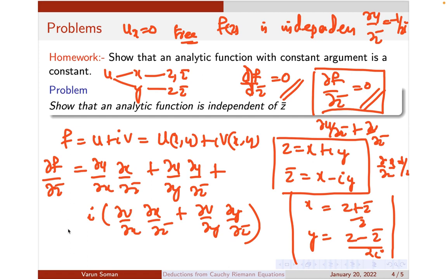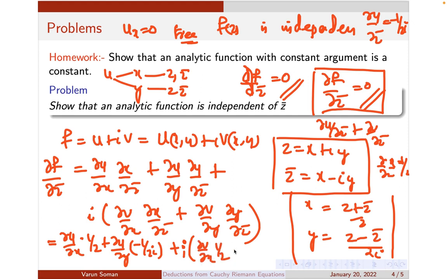It's very simple. If you want, I can do that also, so let's just check it out. It is actually ∂u/∂x into ∂x/∂z̄, which is 1/2, plus ∂u/∂y into ∂y/∂z̄, which is minus 1/(2i), plus i into ∂v/∂x. What is ∂v/∂x? It is just ∂v/∂x itself, and ∂x/∂z̄ is 1/2, plus ∂v/∂y into ∂y/∂z̄, which is minus 1/(2i). So you will be getting this. Now you just check it out.